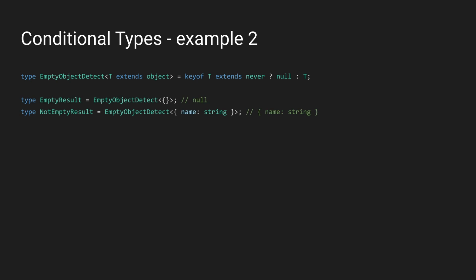In the output, we have a template into which we can pass an object. If the object does not contain keys, the output is null. Otherwise, we do not change anything. The trick here is that keyof an empty object equals never.